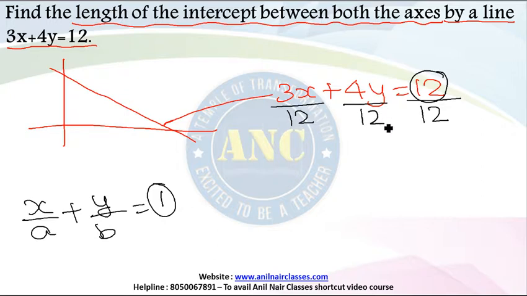So if I simplify, I will not write like this in every one of my upcoming problems. First problem of this sort, I am just telling you how to make the right hand side 1, which probably you are also aware of. 3 by 12 is 1 by 4. This becomes x by 4. This becomes y by 3. This is 12 by 12, 1.